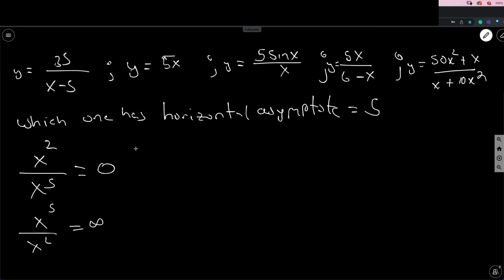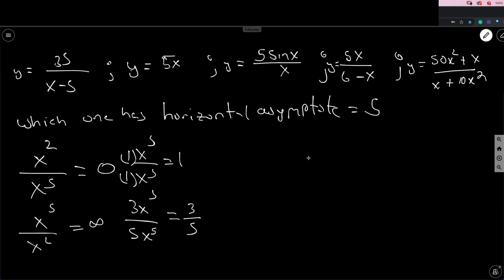And if, however, they're the same, so x to the 5th over x to the 5th, it's just the numbers in front of them. In this case, there's a 1 in front of both, so it becomes 1. But if you had different numbers, say you had 3x to the 5th over 5x to the 5th, then this will become 3/5 for the horizontal asymptote. So with that in mind, let's look through the problem.